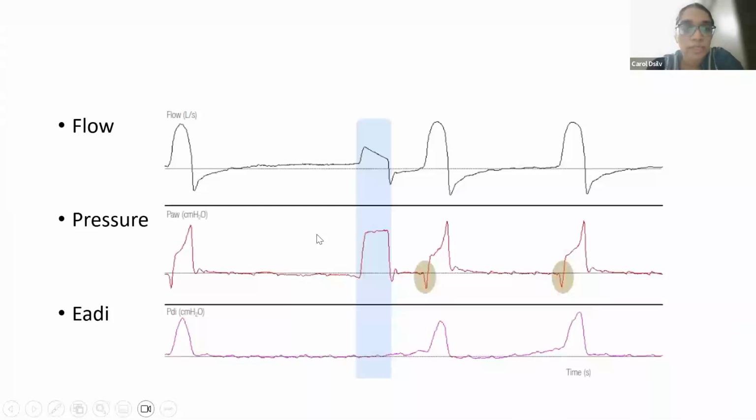This is a flow time scalar, pressure time scalar, and this is your diaphragmatic electrical activity. That's basically measured by your NAVA. So if the patient is triggering, you will see a blip. So what is happening over here? Is there any trigger over here? So here there's a trigger and there's a breath delivered.